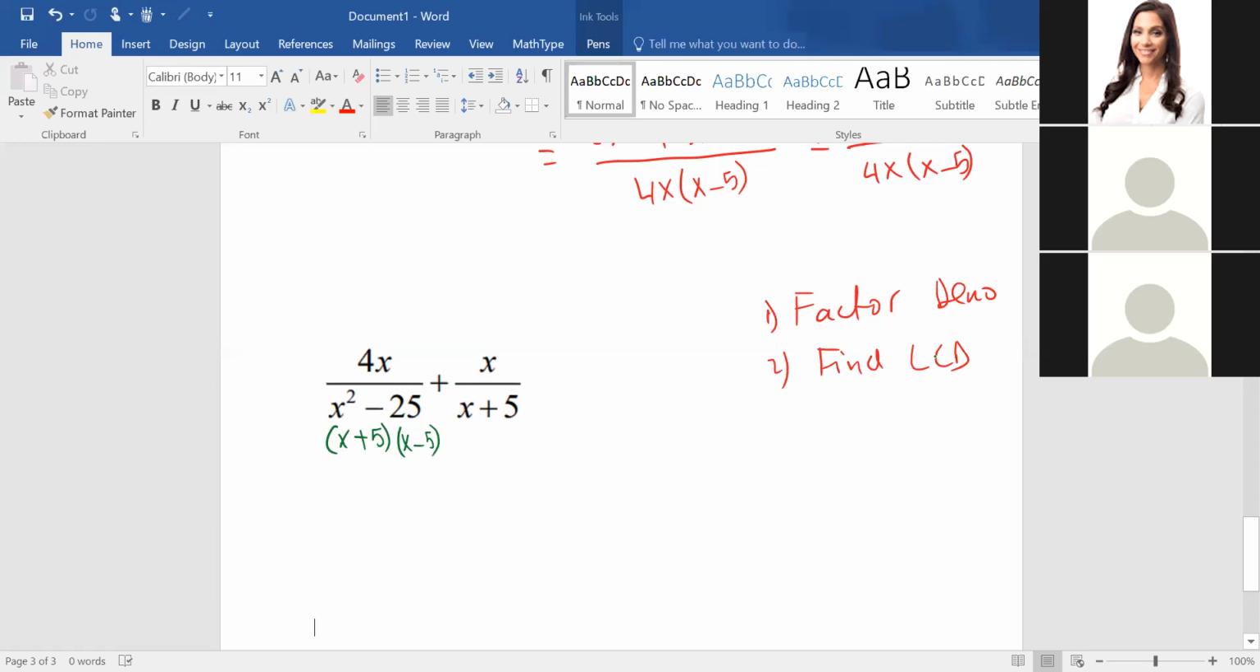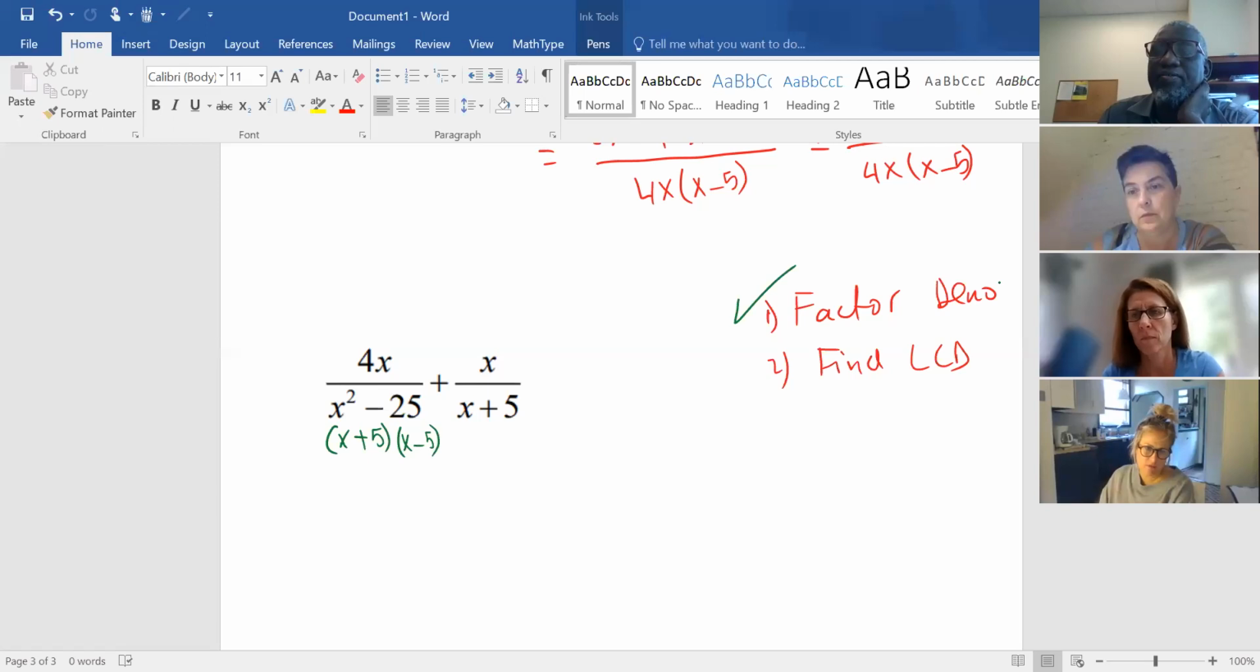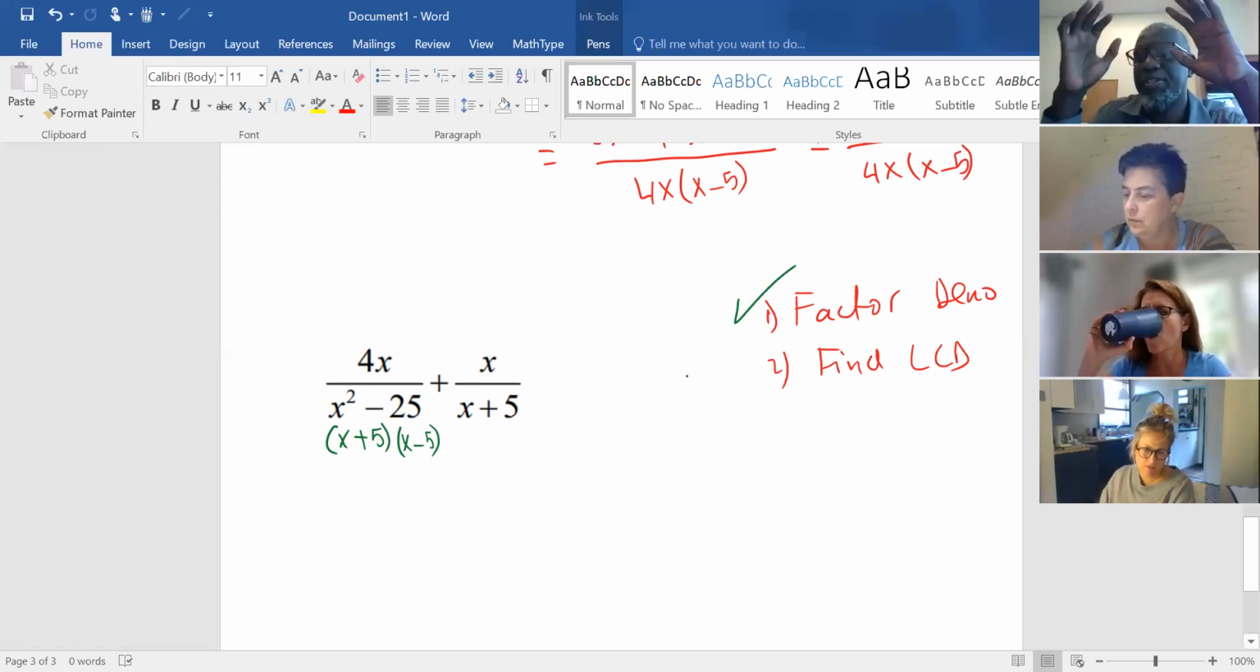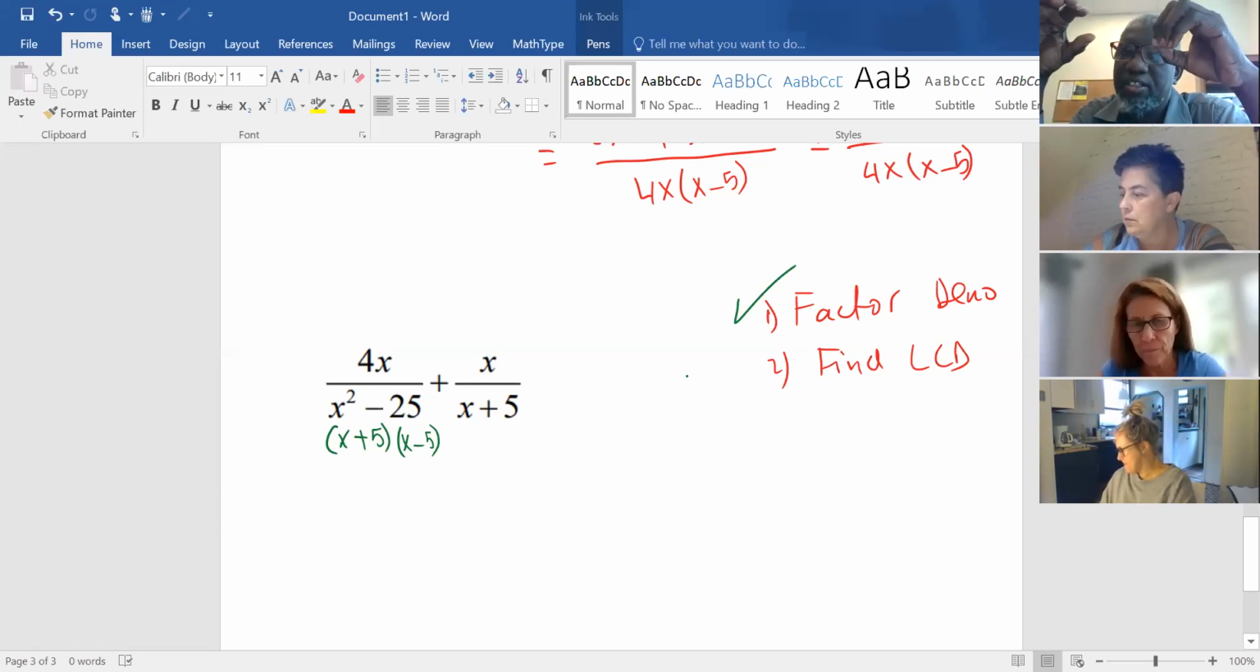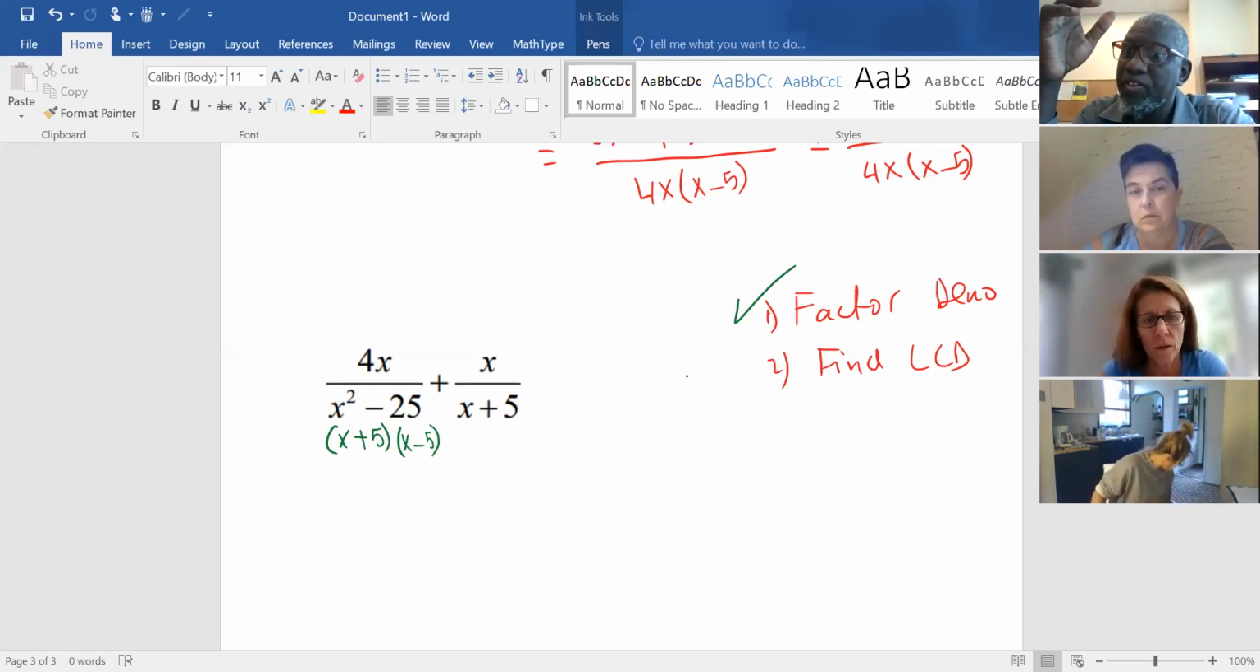Look now, everybody. So we factored, so this is a check. Now find the LCD. What do you think is the LCD? Well, it's still going to be x plus 5, x minus 5. Exactly. Why? Every time you have one denominator that is a piece of the other one, then the LCD will be the big one, right?